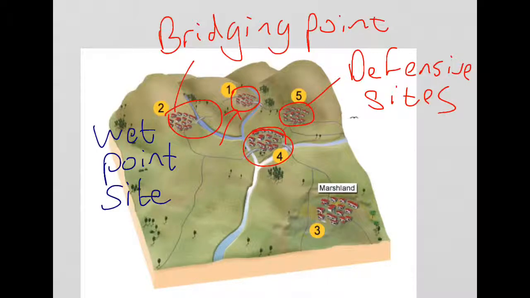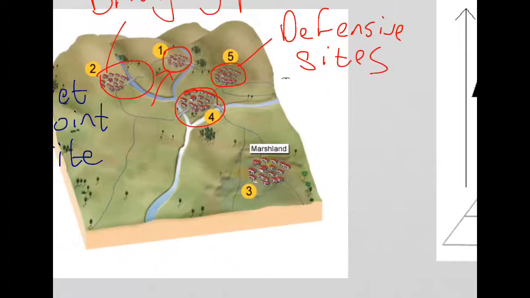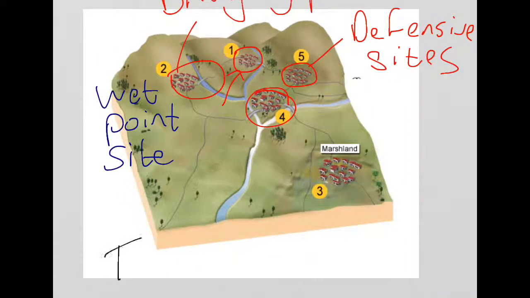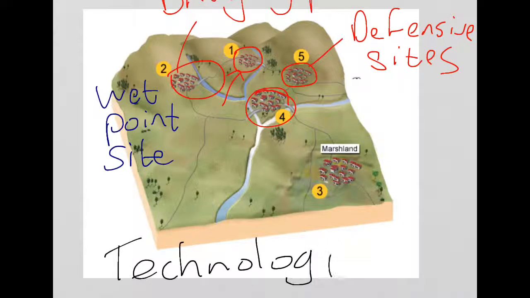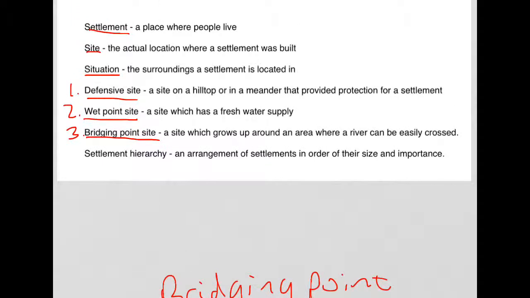and rise in importance. Many of these siting factors are no longer important, basically due to the advances in technology that we have. For example, we can build structures that allow us to cross rivers at pretty much any point. We have technology that allow us to pipe water into our homes. Defensive sites are no longer really an important issue for settlements.